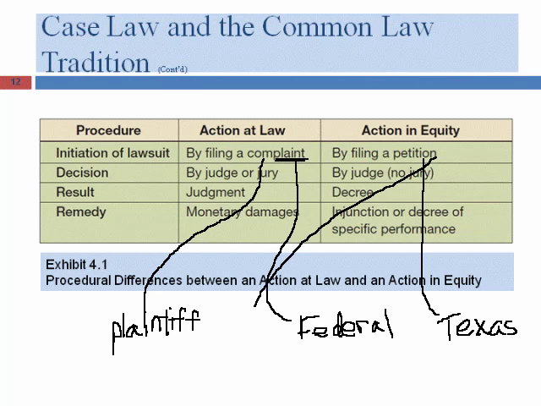And of course, sometimes in courts you see the person filing the petition referred to as the petitioner, the person who is petitioning the court. So they can also be called the plaintiff.